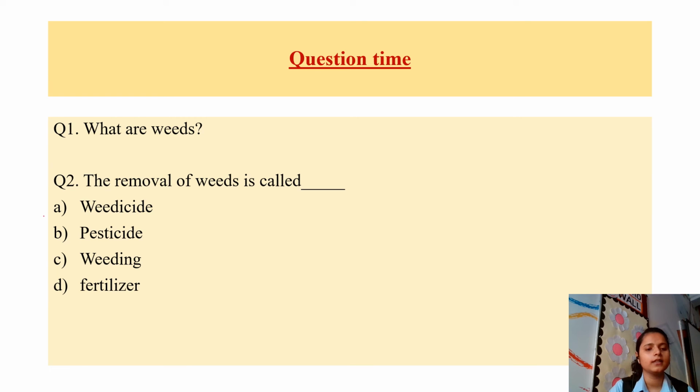Yes, you are right. The removal of weeds is called weeding. Weedicide is a chemical which is being used there. Weedicide is not the process of removal of weeds. So at that time I was wrong. The right answer is weeding.